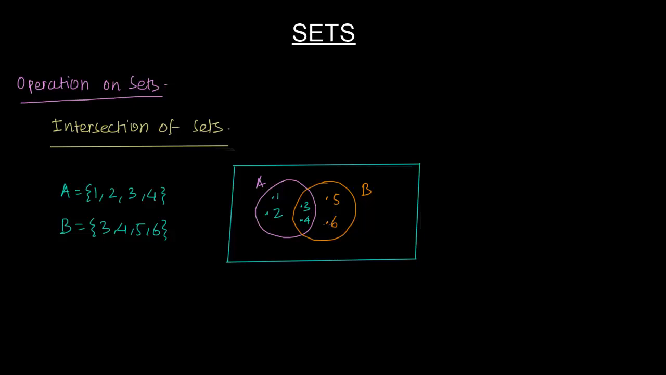Now we know that this part of the set seems to be intersecting, correct? Now what happens? The intersection of the two sets is nothing but the elements that are common to both the sets, right? So that is what is meant by the intersection of sets. It is pretty readily understandable if we focus our attention on the Venn diagram.